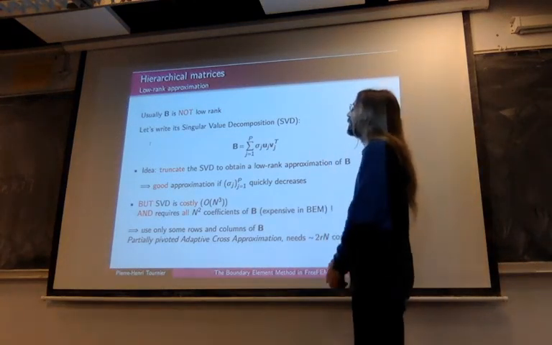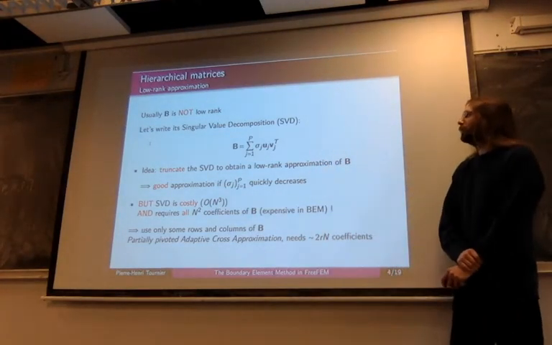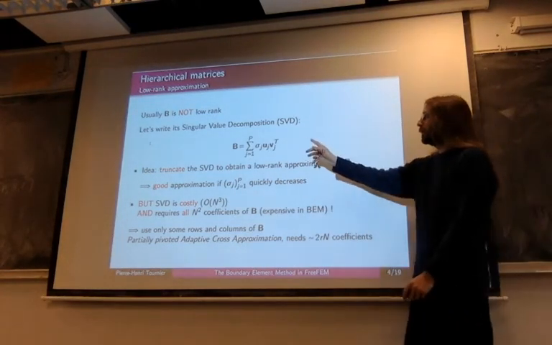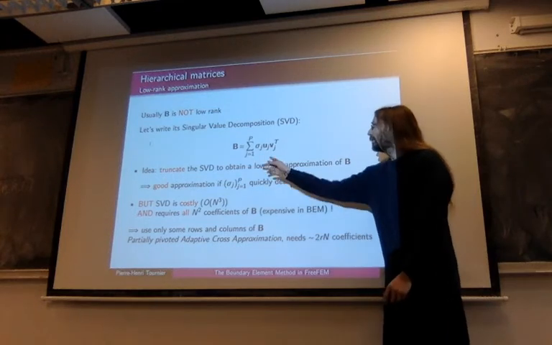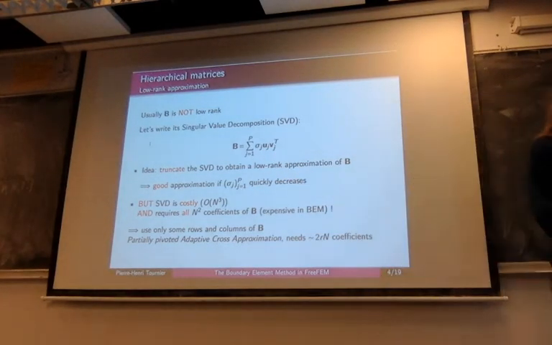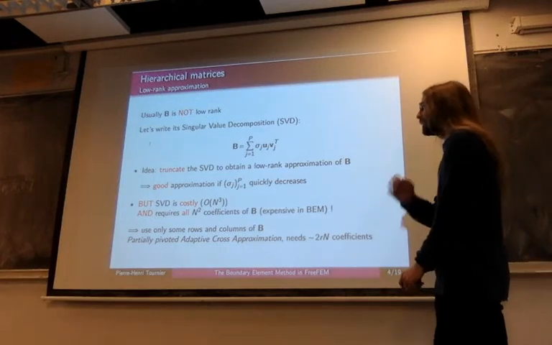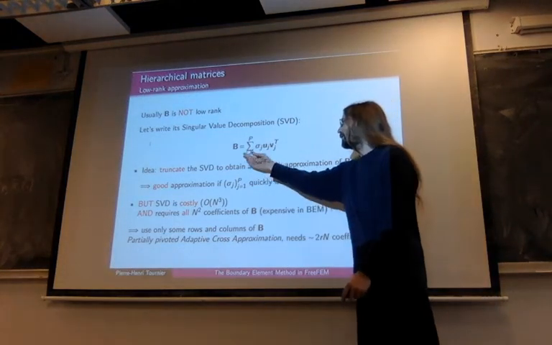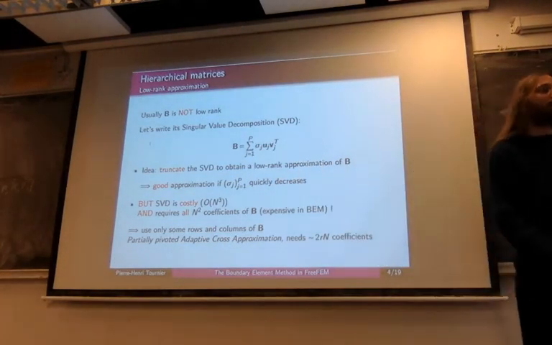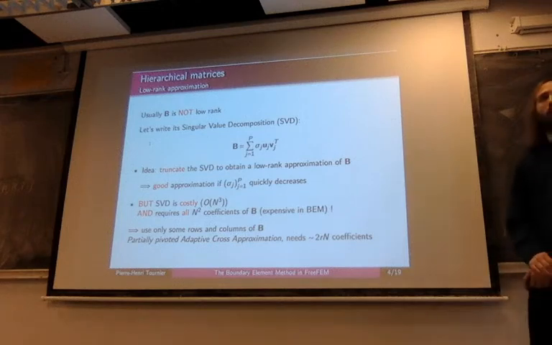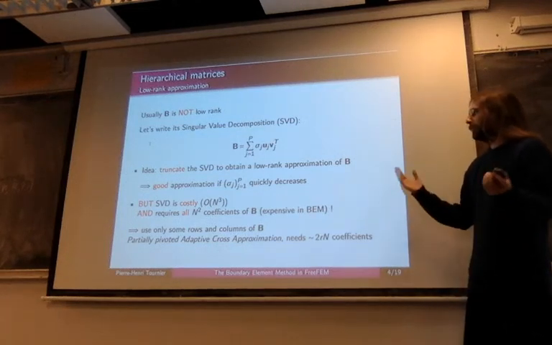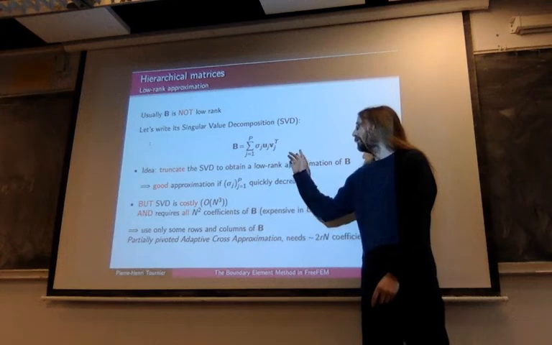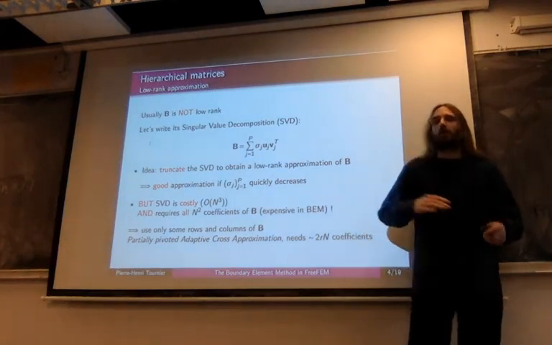But you can always start by writing the singular value decomposition of B, like this, so it's very similar to the first slide. So now you have singular values sigma j, and you have left and right singular vectors, uj and vj, right? And so the first naive idea is, okay, let's just truncate this sum, and I will take the first R terms, and then you have an approximation of the full matrix B, right? But you don't know if this is a good approximation. It's only a good approximation if the singular values decrease quickly, right?